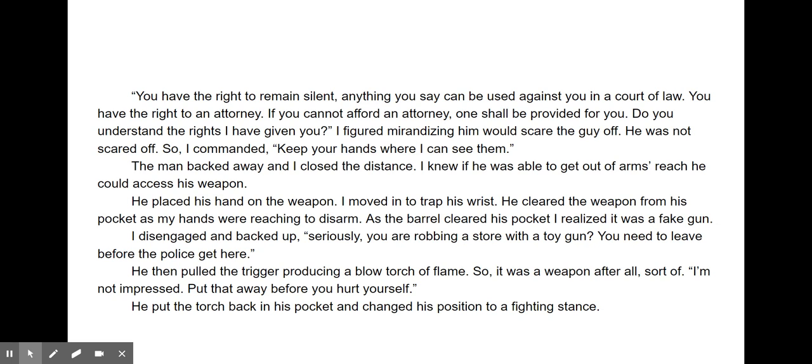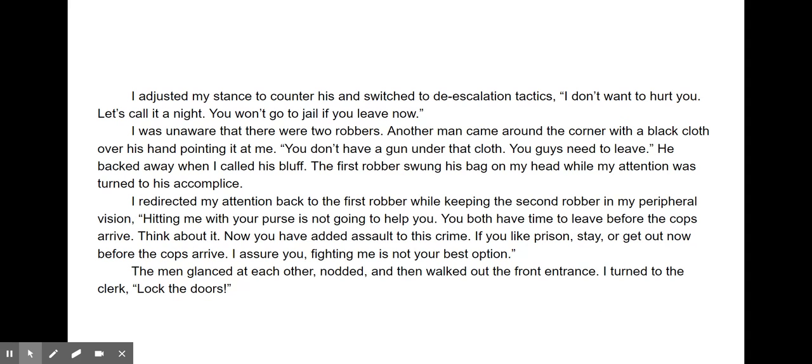So, it was a weapon after all. Sort of. I'm not impressed. Put that away before you hurt yourself. He put the torch back in his pocket and changed his position to a fighting stance. I adjusted my stance to counter his and switched to de-escalation tactics.